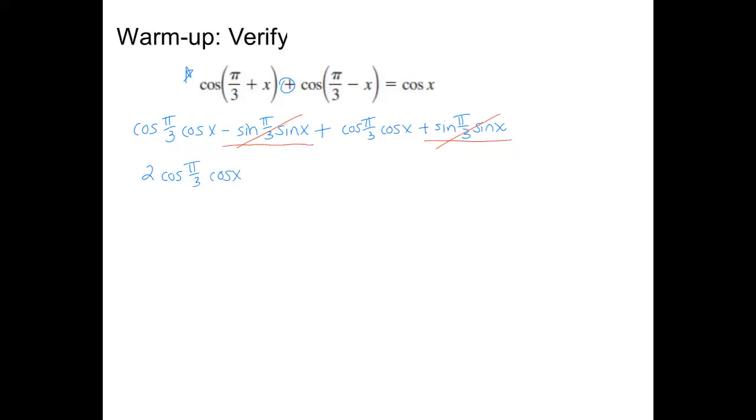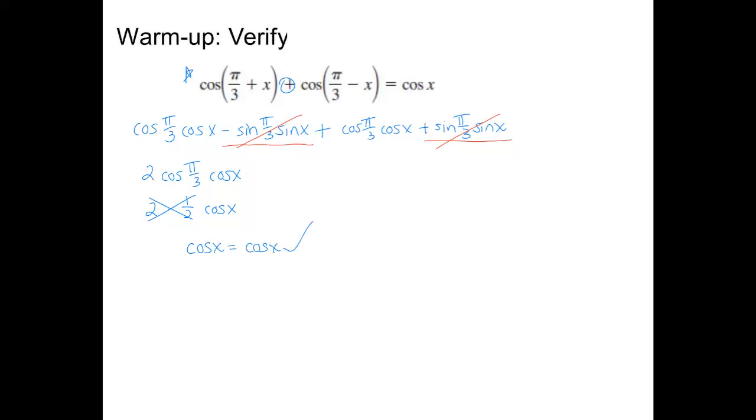Now, obviously cosine of pi over 3 has a value because that is a unit circle angle. So at pi over 3, the x value is 1/2. And look at that. 2 times 1/2 times cosine x, well, 2 times 1/2 is really 1, so we're verified.